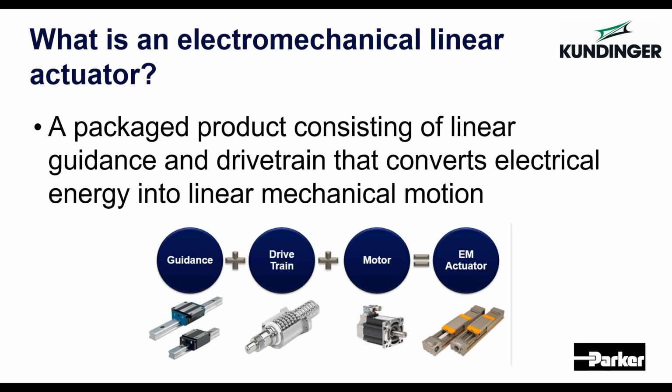So if we start from the basics, what do we define as an electromechanical linear actuator? We call this a packaged product combining linear guidance and drivetrain technologies that convert electrical energy into linear mechanical motion. So you have your guidance elements that are supporting the payload, your drivetrain that is moving the payload back and forth, and then some sort of motor to make everything move.